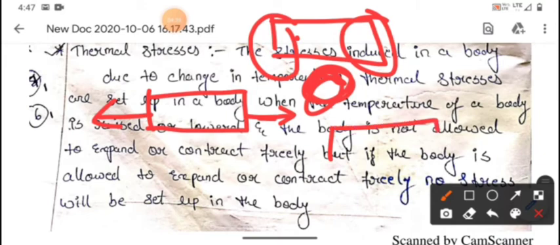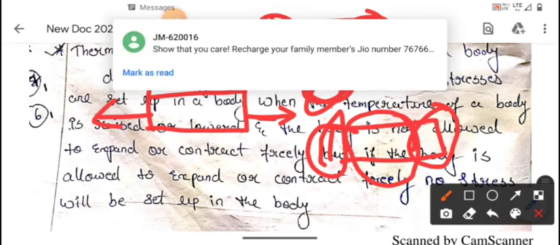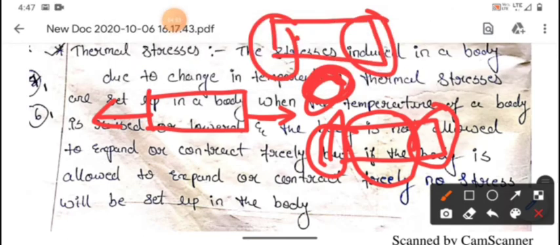But when you hold this job, one support here, one support here, and it has a restriction to expand, the material is under very heavy stress. So because of heat, the material is stressed, that's why it is called thermal stress.